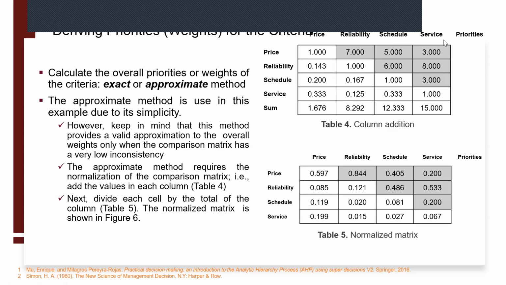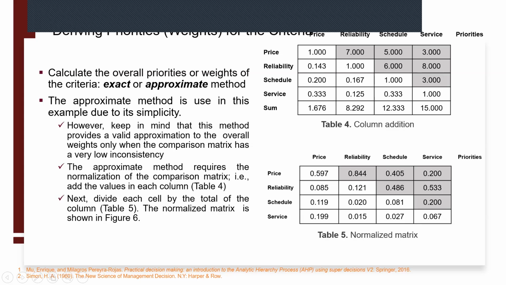When we have the sum for each column of the criteria, then we have to divide the value over the sum total. So I did that. For example, 1 divided by 1.676 will be 0.597 for the price. And then 0.143 divided by 1.676 will give you 0.085. Okay, so we did that for the entire table. This is called column addition. This is the normalized matrix after doing that.